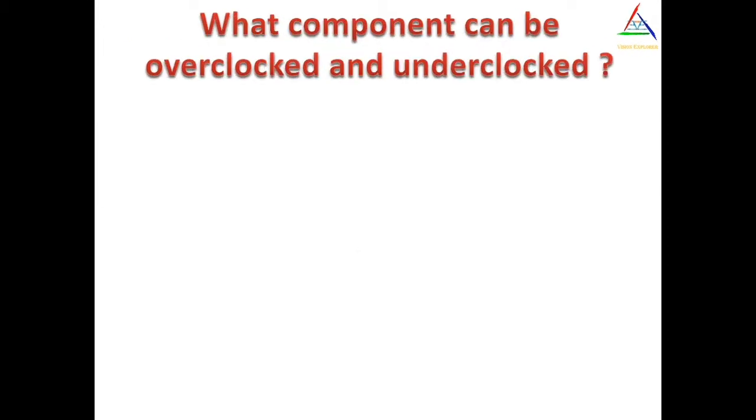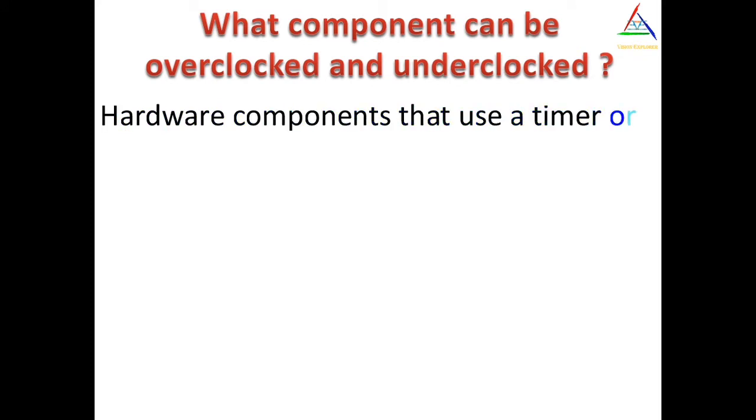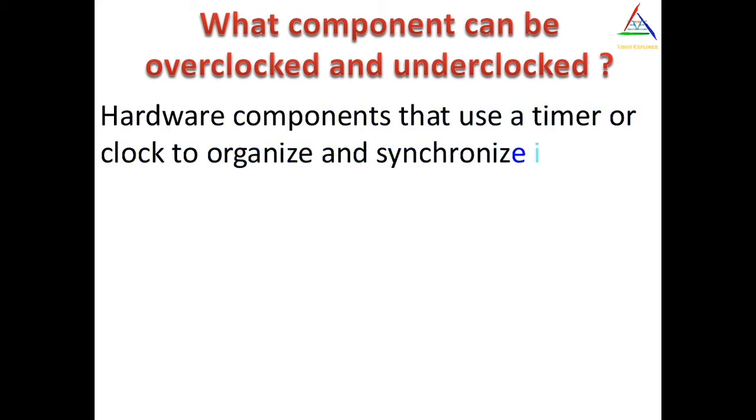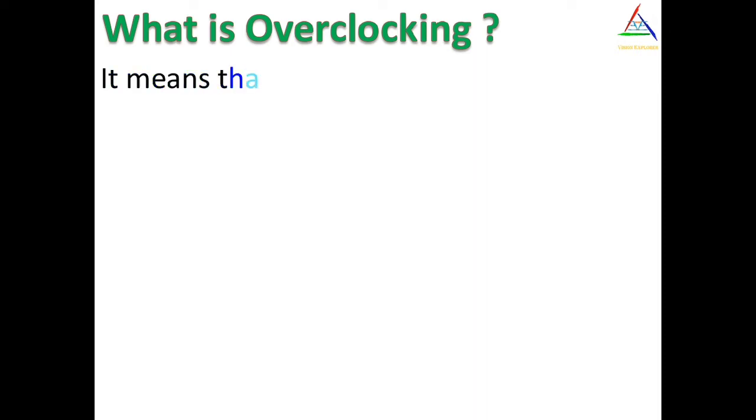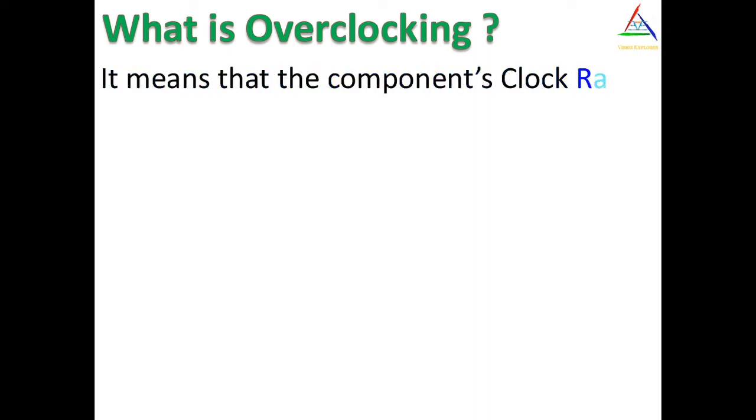Before learning about overclocking and underclocking, we should know that hardware components that use a timer or a clock to organize and synchronize their internal operation can be overclocked or underclocked. So now, what is overclocking and underclocking? Starting with overclocking: overclocking means that a component's clock rate is set above its manufacturer's specified default rate.